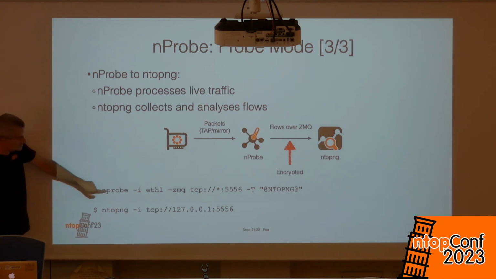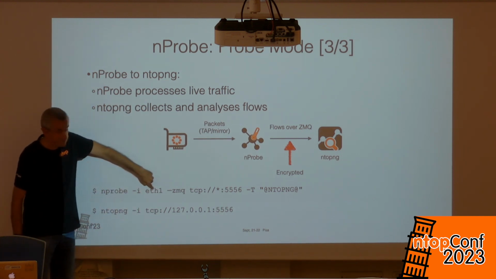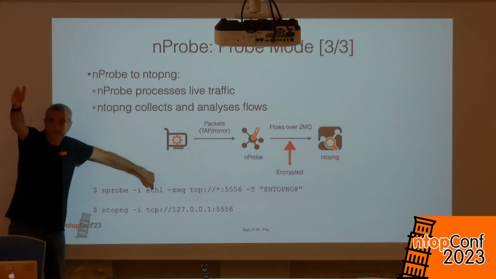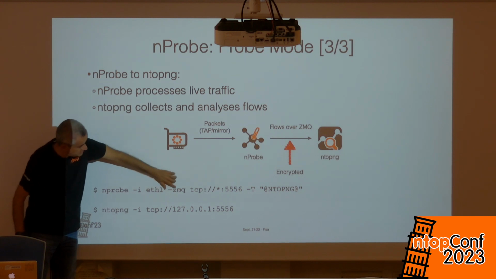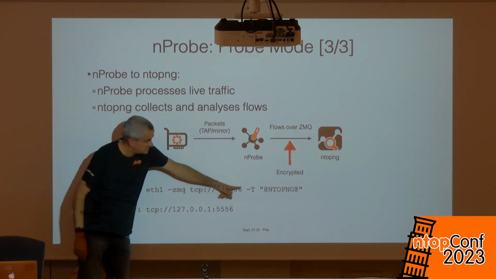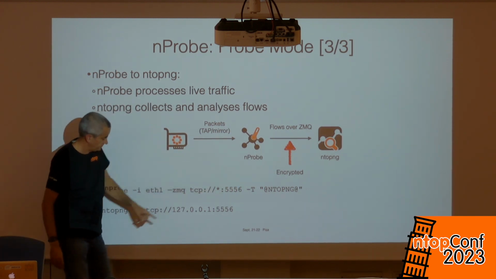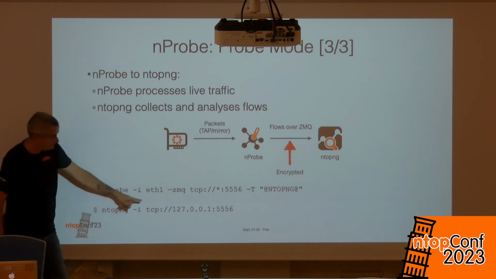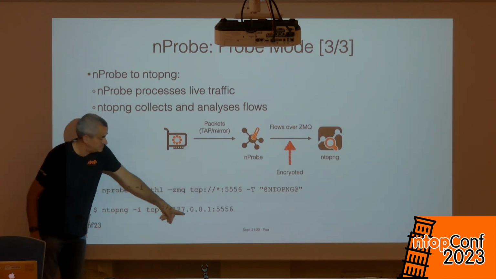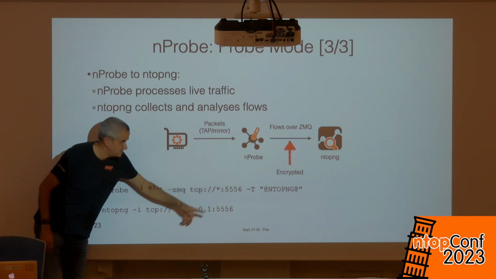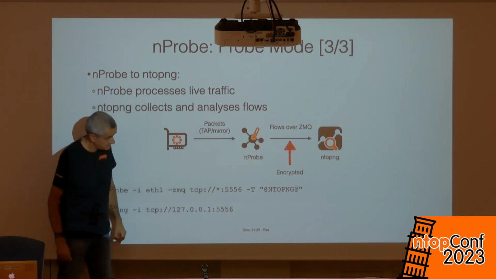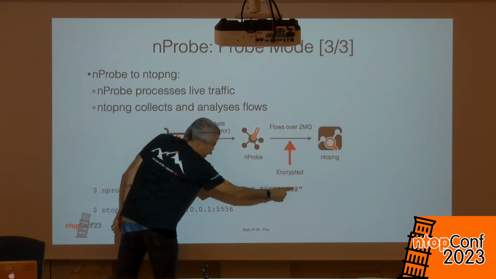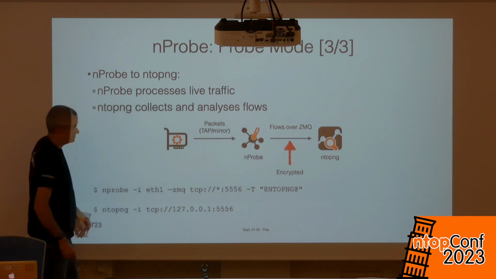So in essence, say -i and the interface. Instead of having -n with a remote IP and port, say --zmq and specify where to send those flows to. And on the ntopNG side, you have the same thing. So in essence, here you specify the IP and port. Instead of star, you can put the IP address. I will talk about this in a second. But in general, it's the same.